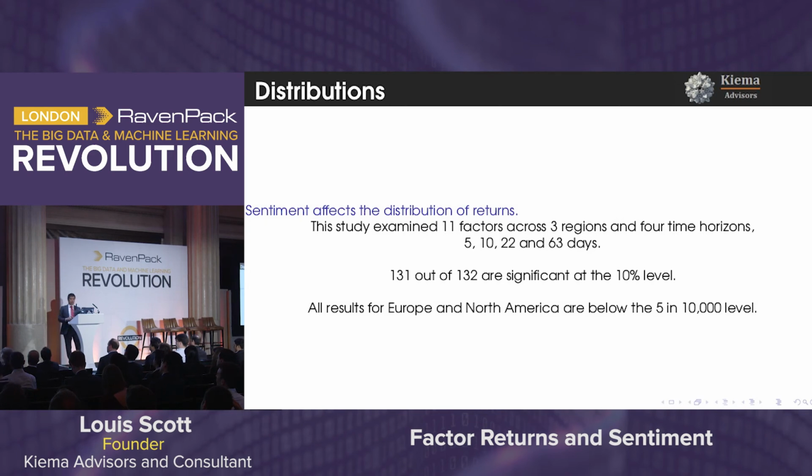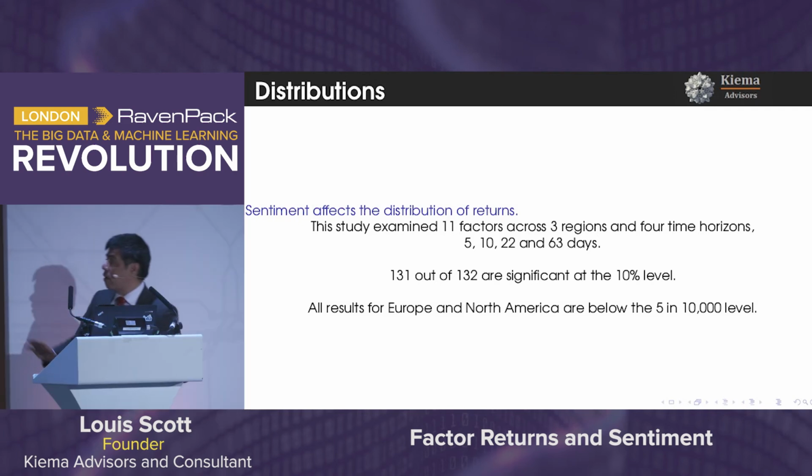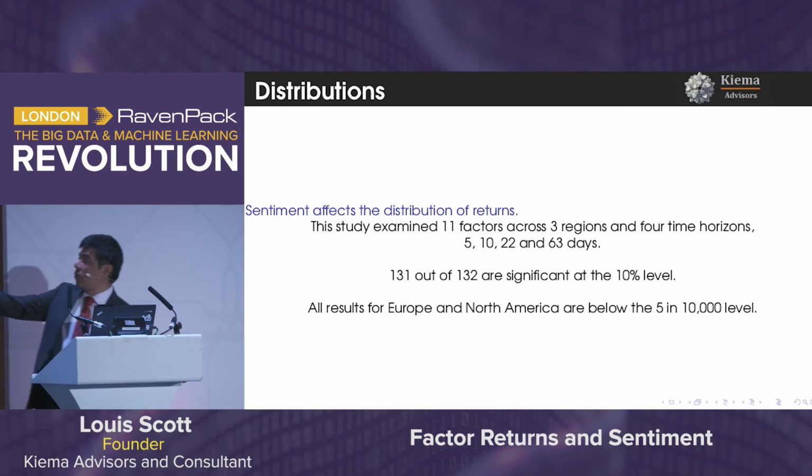And then I conduct what's known as the Kolmogorov-Smirnov difference in distributions test. And I was thinking, yeah, this is going to work. What I didn't expect is actually that I would get the results that I see. I did not, and I'm being hand on heart, I did not expect 131 out of the 132 to be significant. I certainly did not expect everything in Europe, everything in North America to be below the 5 in 10,000 level of significance.